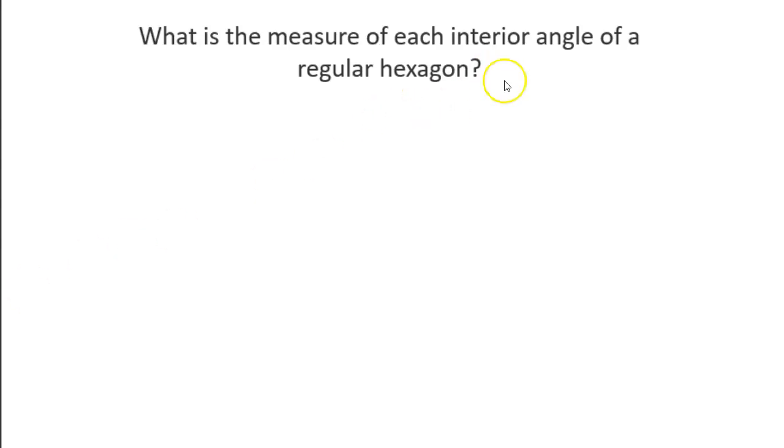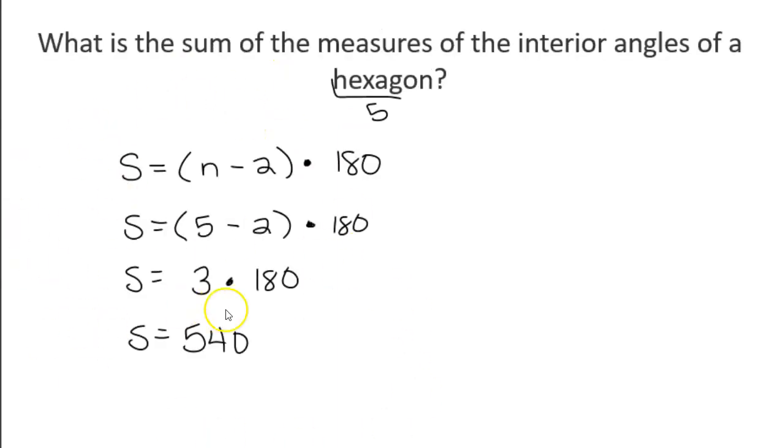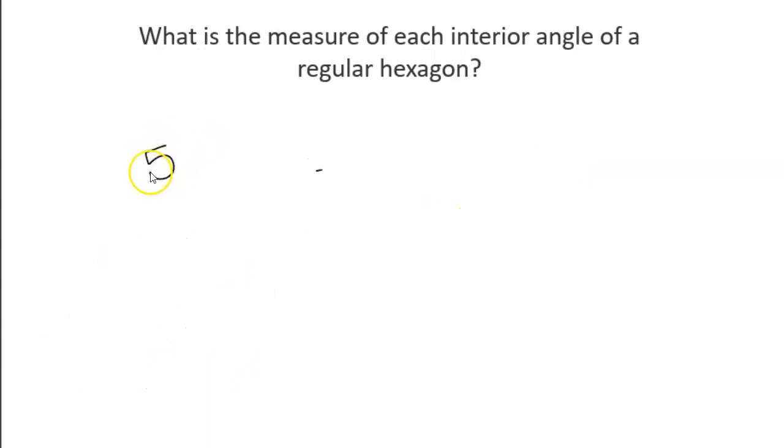What is the measure of each interior angle of a regular hexagon? In this case, we need to know the total number of all of them added up. We did this in the previous example. We used this formula to find out the sum of all of the angles inside that hexagon is 540. So if we were to add up all of the angles, they would equal 540.